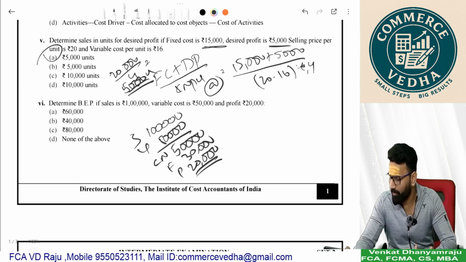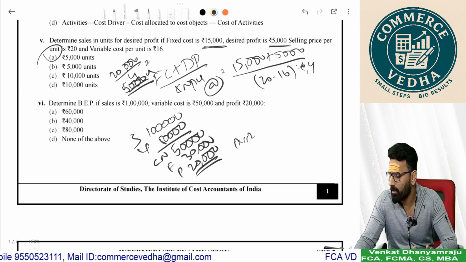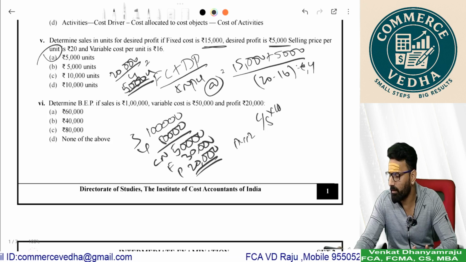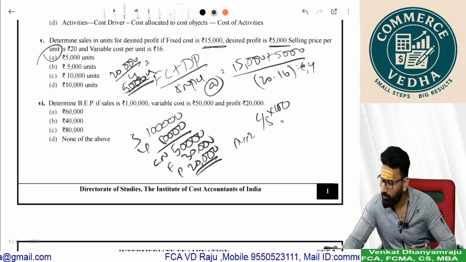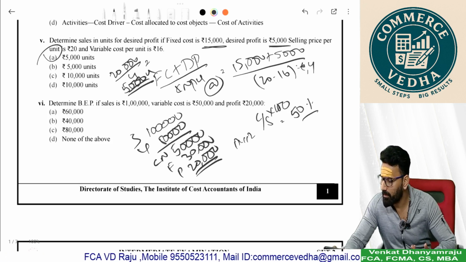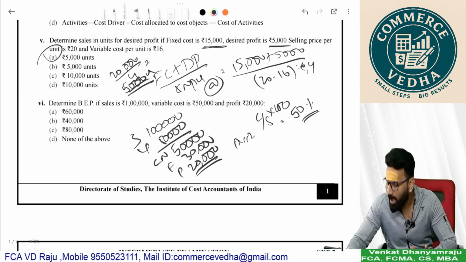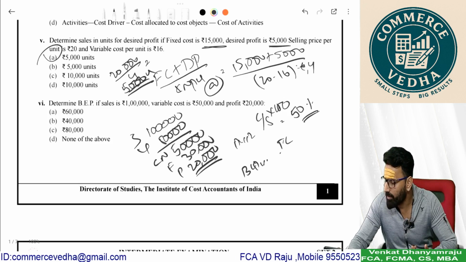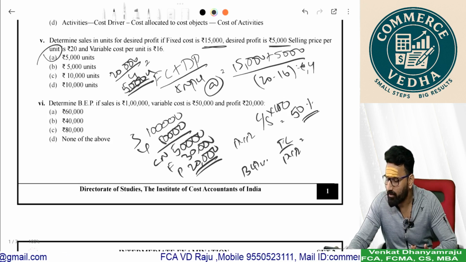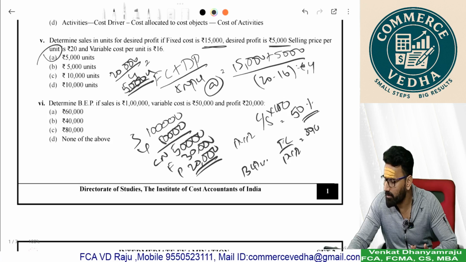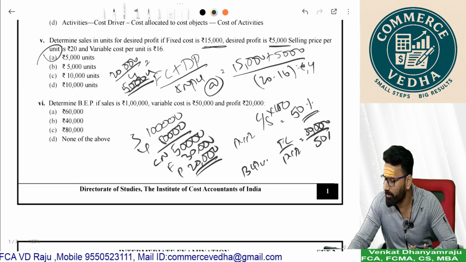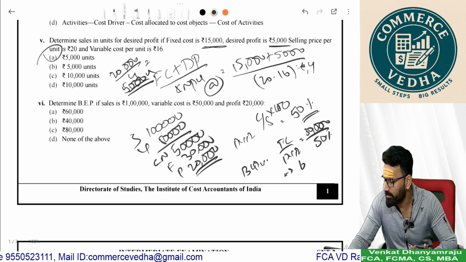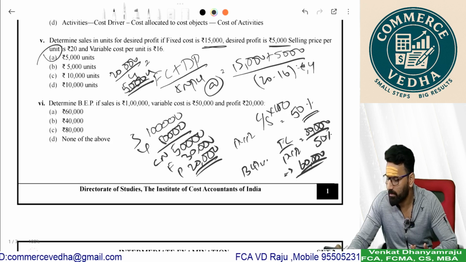BEP. So BEP is, first of all, you compute PV ratio, contribution by sales into 100. PV ratio is 50%. 50% PV ratio, and BEP value equals to fixed cost by PV ratio. Fixed cost is 30,000. PV ratio 50%, hence it is 60,000. The answer is A.